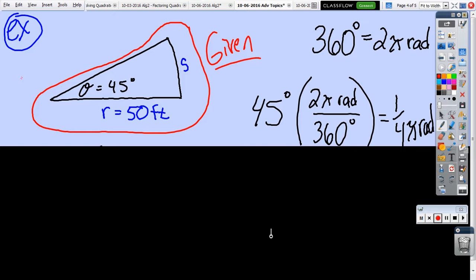But here's my question: why did I write it this way and not the other way? That does matter for this particular situation. Why did I write it like this and not flipped?